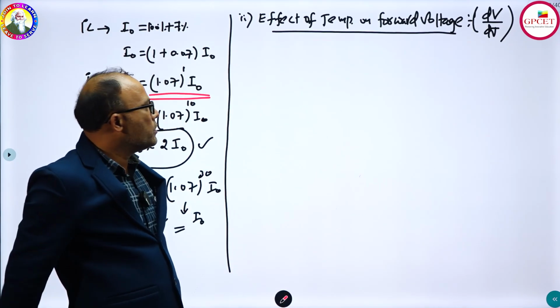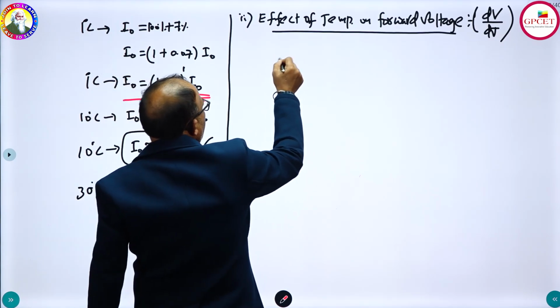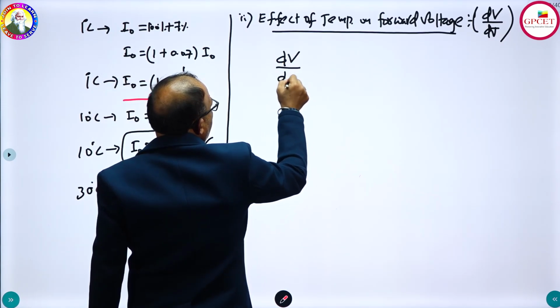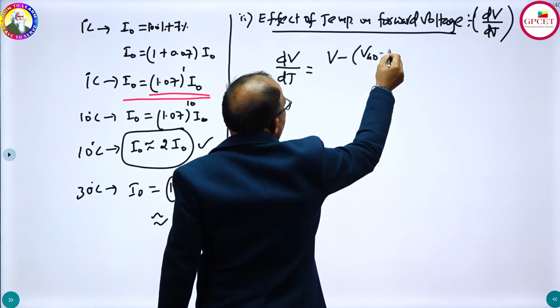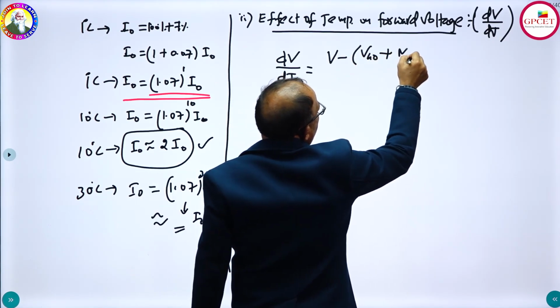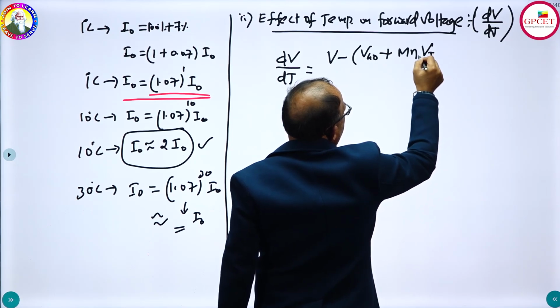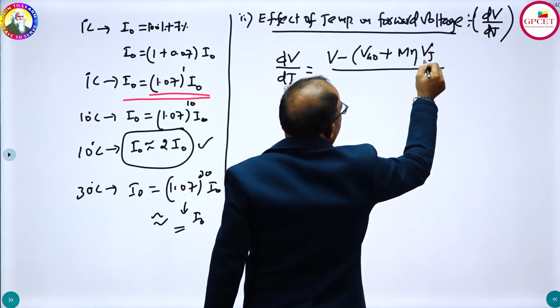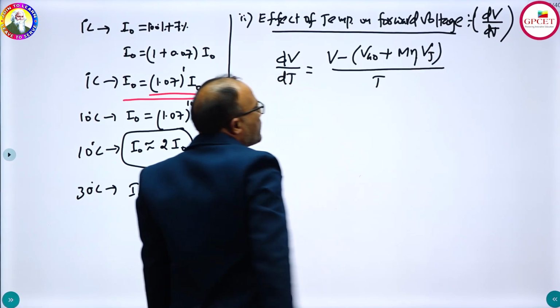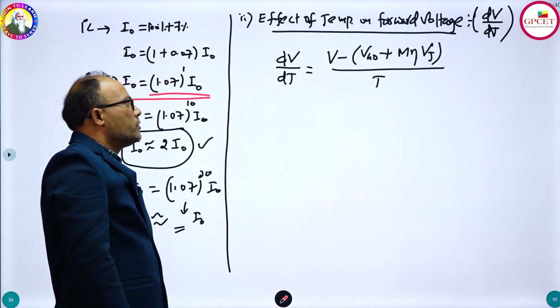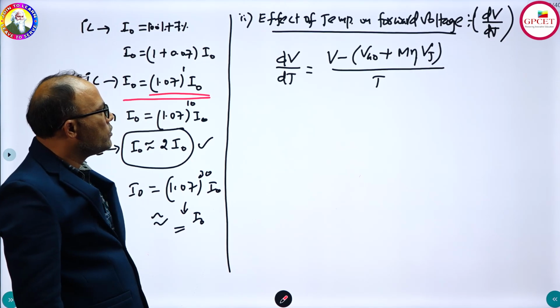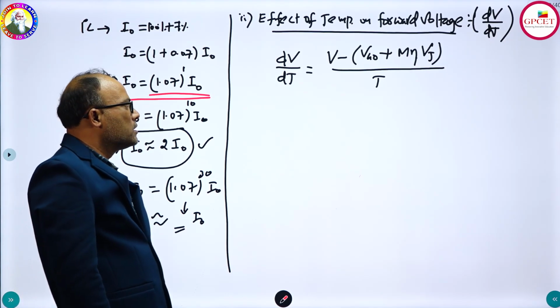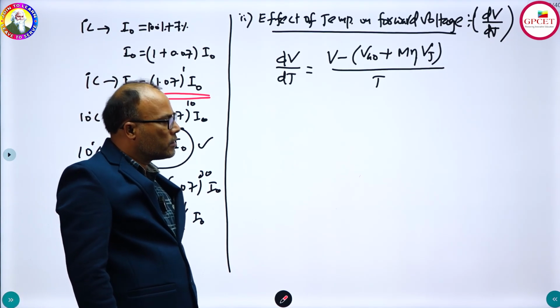So as you do the derivation for this dV by dT, we have got the expression for dV by dT as V minus (Vg0 plus M eta Vt) whole divided by capital T. This is the expression we have got. If you derive the effect of temperature on forward voltage, dV by dT is equal to V minus (Vg0 plus M eta Vt) divided by capital T.